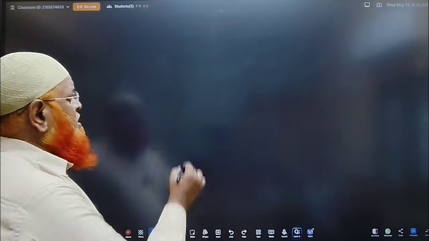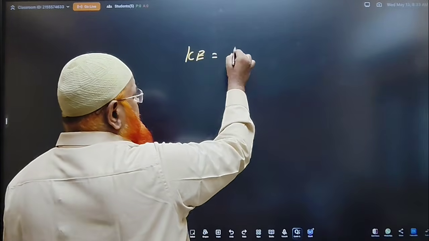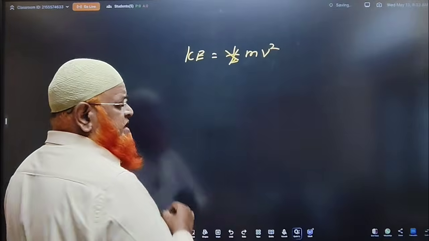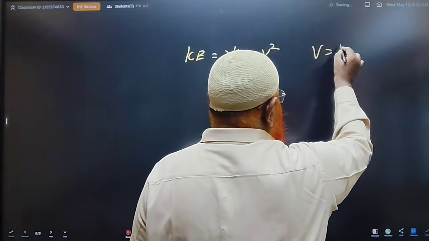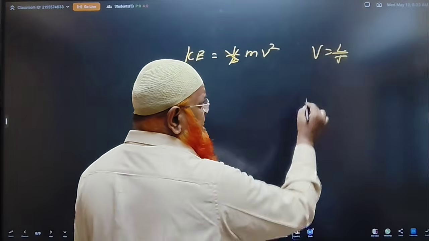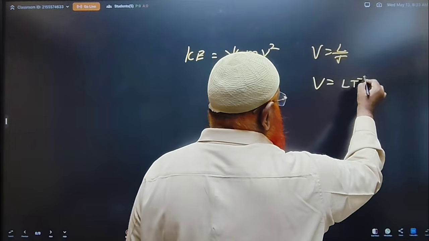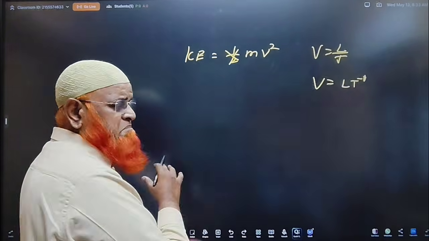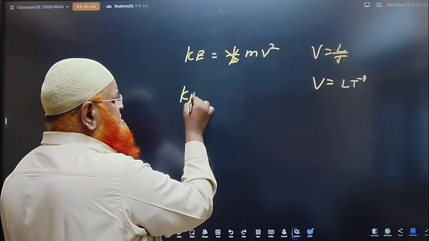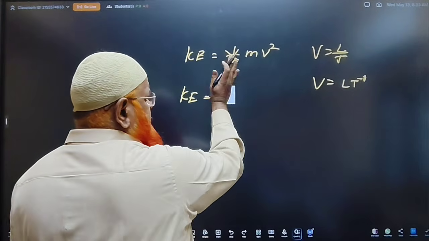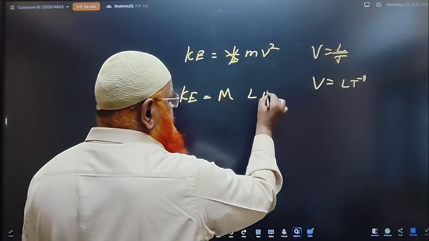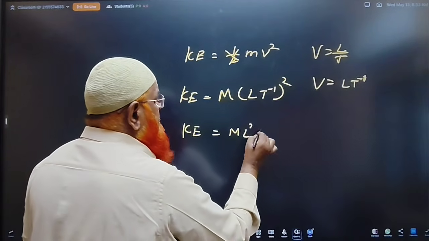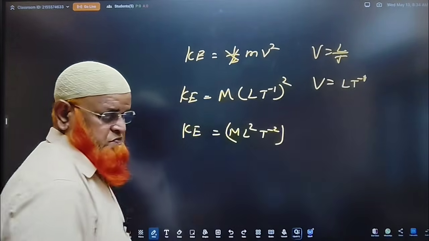Then what is the dimensional formula for kinetic energy? Kinetic energy is nothing but half m v square, and half does not have any dimension, it is a number. Velocity, I told you, is displacement by time, which is length by time. So v is equal to L T power minus 1. So kinetic energy is M, capital M, into L T power minus 1 whole square. Therefore, the kinetic energy dimensional formula is M L square T power minus 2.